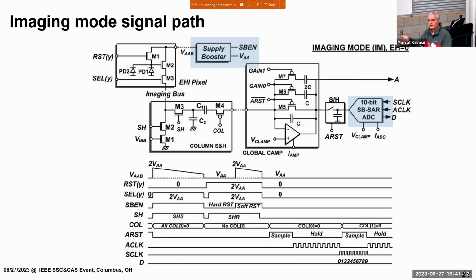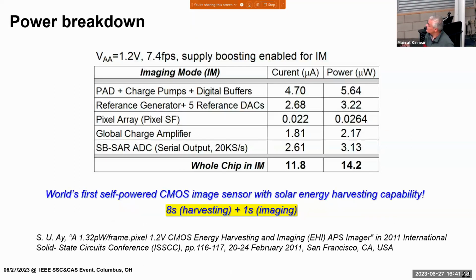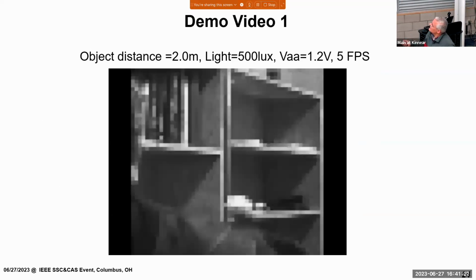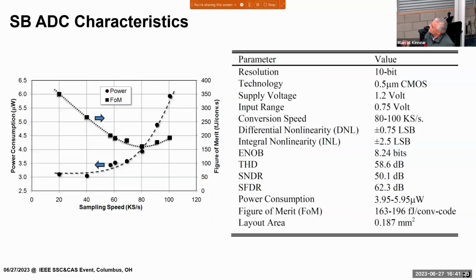We have higher frame rates too that we reported, that you can run it at 20 frames per second, but the power consumption is going to increase. Also, if you keep the same light, you're going to have a darker image, right?